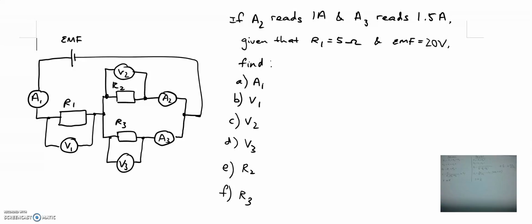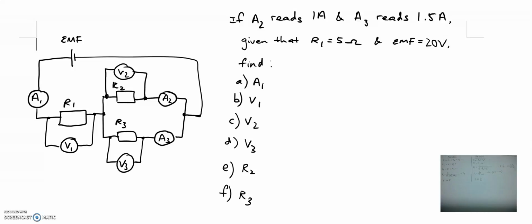So in this case, we try to find which of these resistances actually have both of these values. For example, you look at R1. R1 is 5 ohms, and we know the current going through it, it will be 1 ampere. Okay, so A2 is 1 ampere, A3 is 1.5 ampere, so we can actually find what is A1.